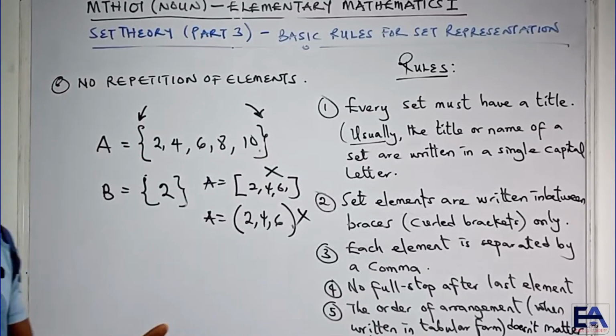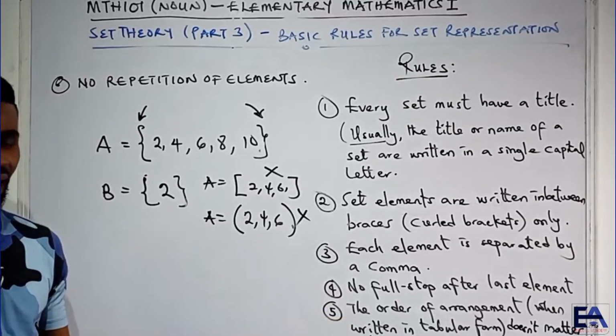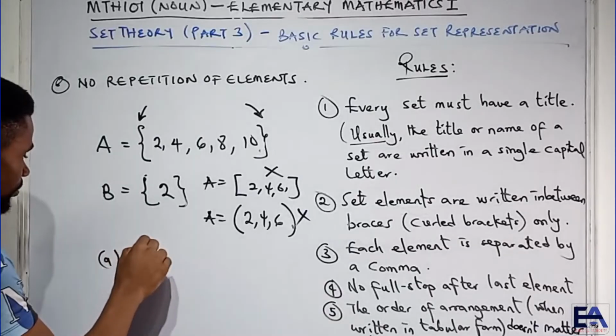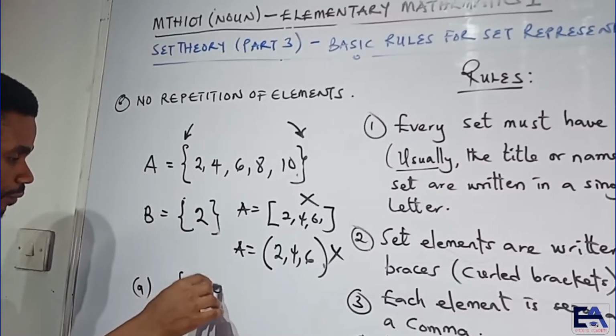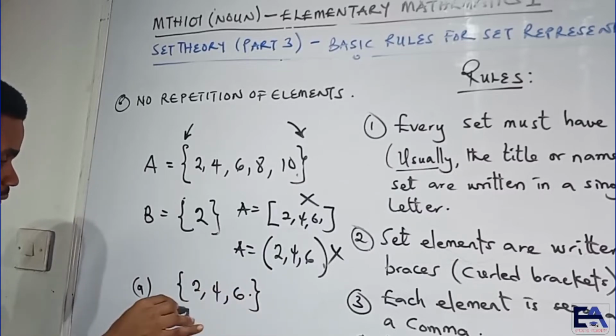You could have a question that is set for you, like, which of the following represents a set? And then you can have something like this. A, you write 2, 4, 6. And then B, something like this.